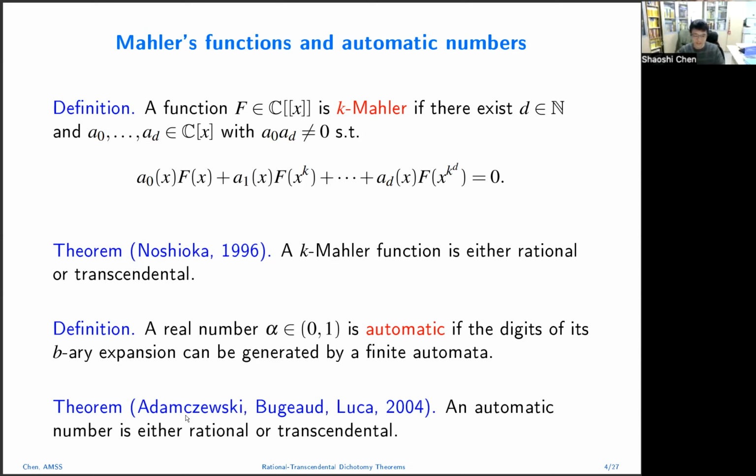Then a result by Adamczewski, Bugeaud, and Luca shows that for such a class of numbers, if the number is not rational, then you immediately get that it is a transcendental number. So this is another dichotomy theorem for those functions.